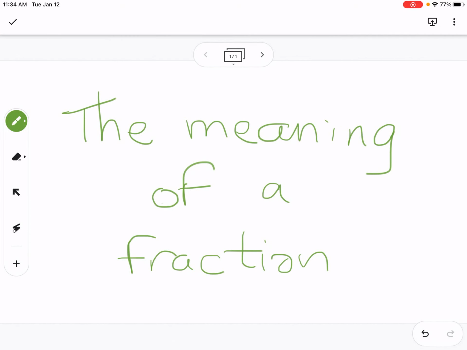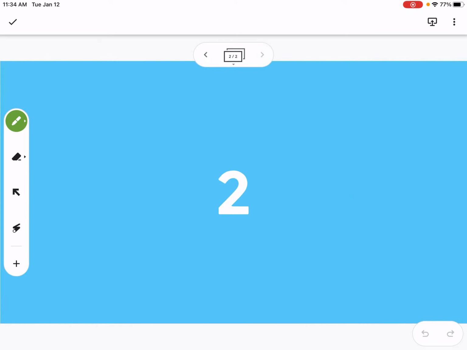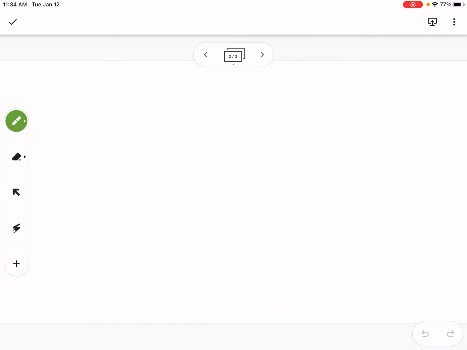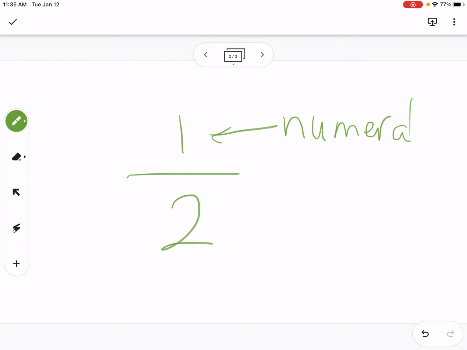So this is a short video about understanding the meaning of a fraction. So fractions, we know, are made up of two numbers, one on top of a line and one underneath a line. So there's an example of a fraction. We might already know the names of the two parts of the fraction. So the top number gets the name the numerator, and the bottom number gets the name denominator.